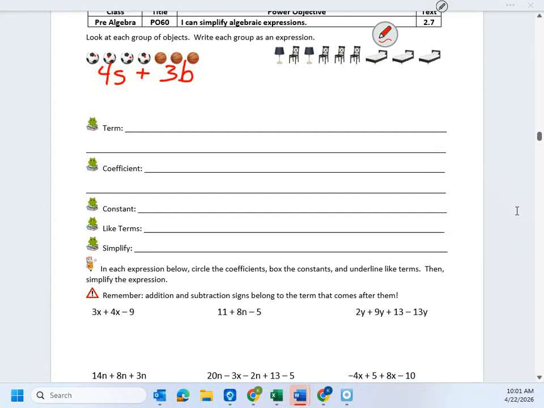So we can combine the 4 soccer balls into 4S instead of 1 soccer ball plus 1 soccer ball plus 1 soccer ball plus 1 soccer ball. We're combining them.